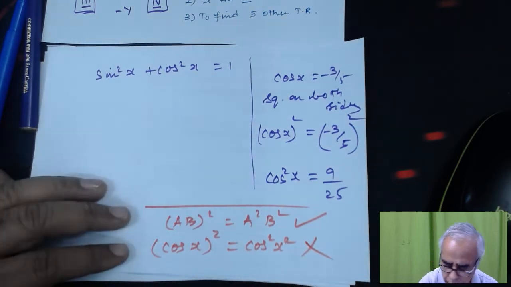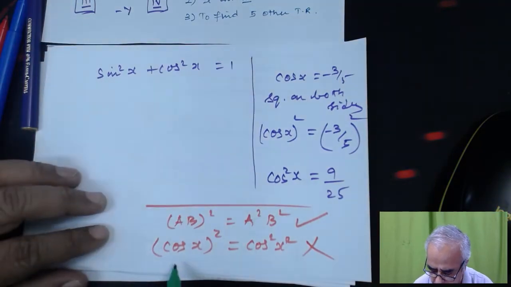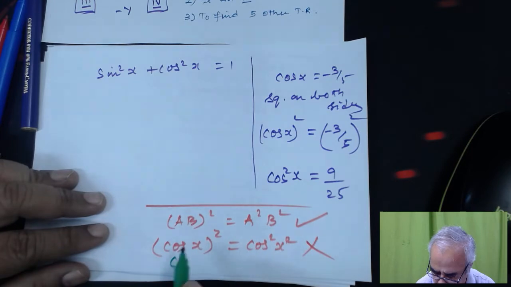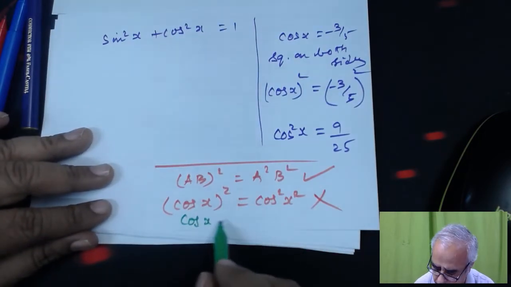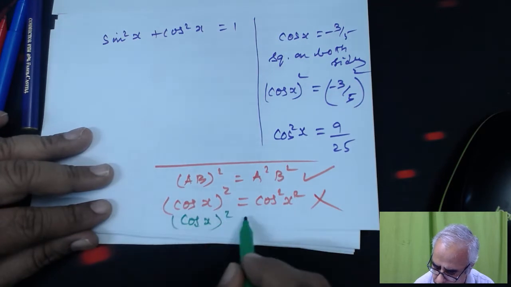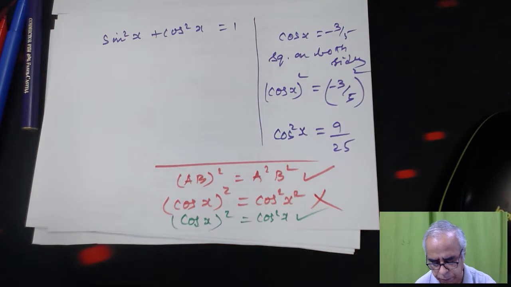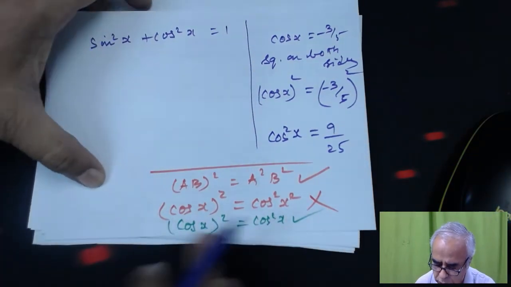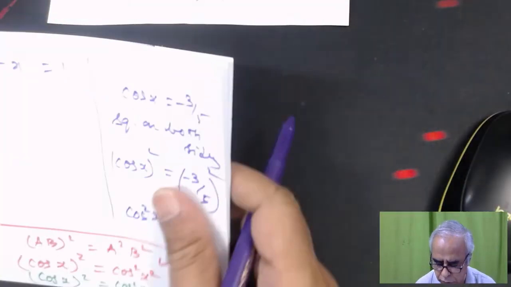And which is the correct one? The correct one is cos x the whole squared, and this is true not only for cos x, but for any trigonometric function. So (cos x) whole squared is equal to cos squared x. This is the correct one. Do you understand? These are all the misconceptions. You should try to understand all these things, and you should not make any silly mistakes here.